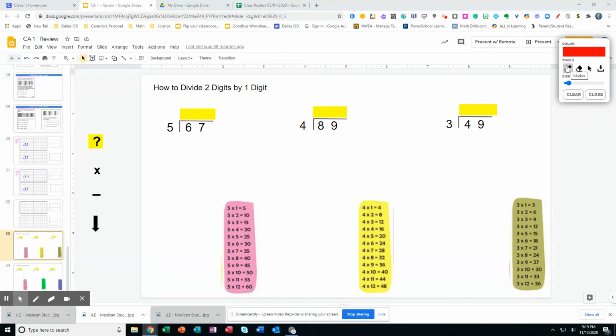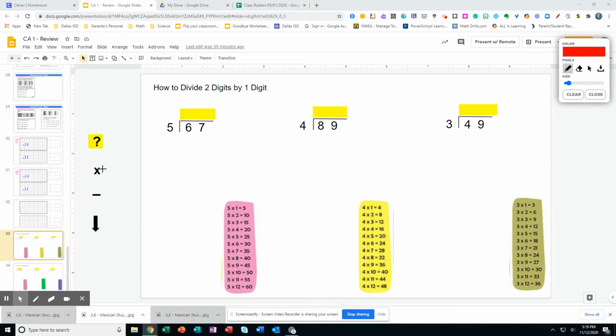How to divide two digits by one digit. So remember, we have 4 steps. For step 1, ask the question. The answers always go on top. That's why you have it highlighted here in yellow. And whenever I ask the question, whatever answer I get, it will always go on top.